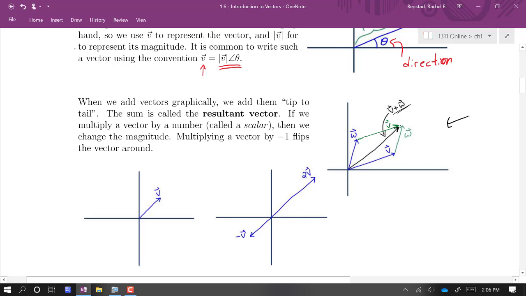We can also multiply a vector by a scalar. A scalar is just a plain old number, right? So a vector has magnitude and direction. A number really just has magnitude. It's just a plain old number. And that just changes its magnitude.